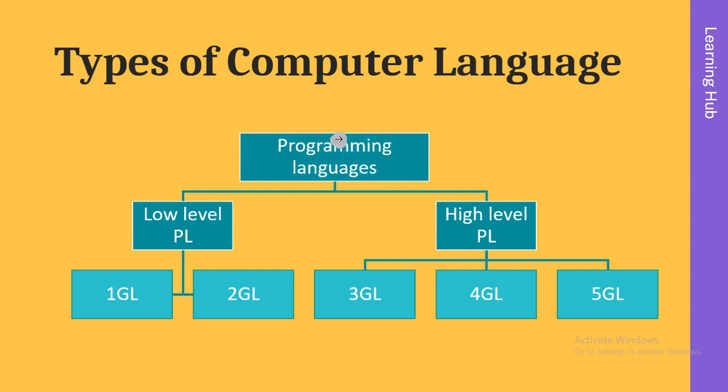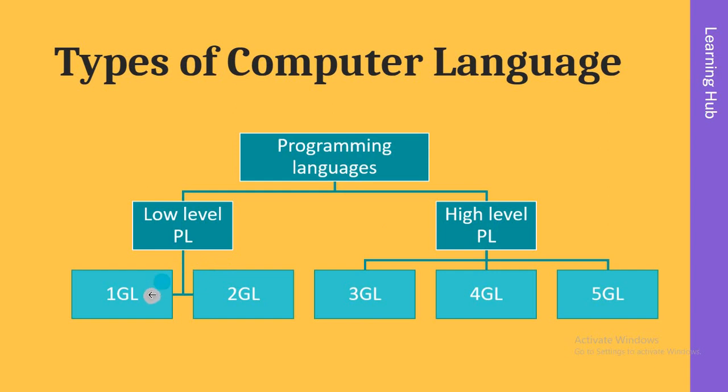There are basically two types of programming language, two types of computer language: low level programming language and high level programming language. Low level is very near to the computer. High level is very near to the user. Low level language is a language that a computer can understand. High level language is a language that a human being can understand.